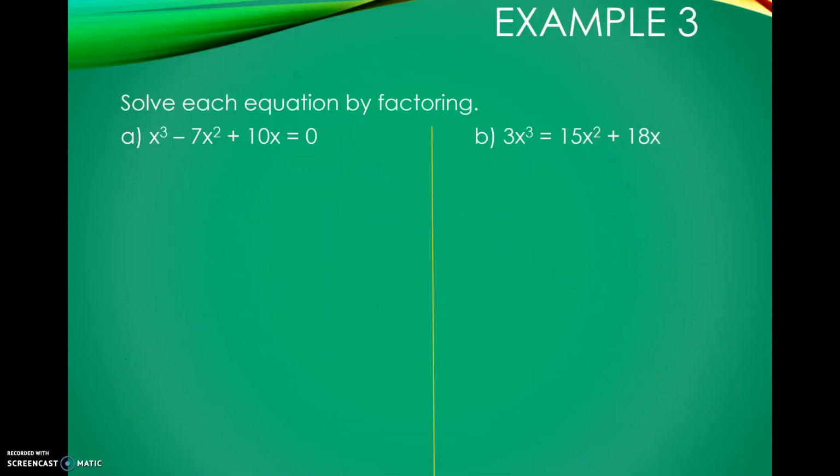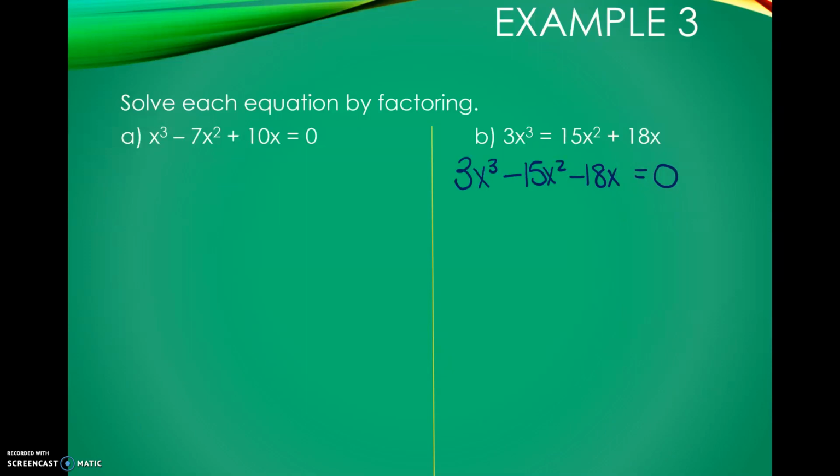We're going to do example 3b. First of all, get 0 on one side. Now, see how x to the third is our biggest exponent? That's the term that we want to keep positive. So I'll keep 3x to the third positive, subtract 15x squared from both sides, subtract 18x from both sides. So you should end up getting 3x to the third minus 15x squared minus 18x equals 0.